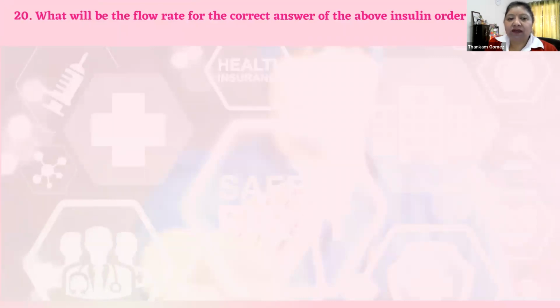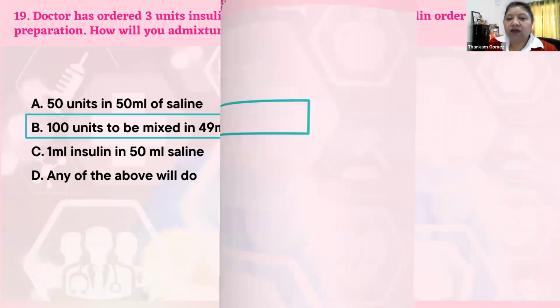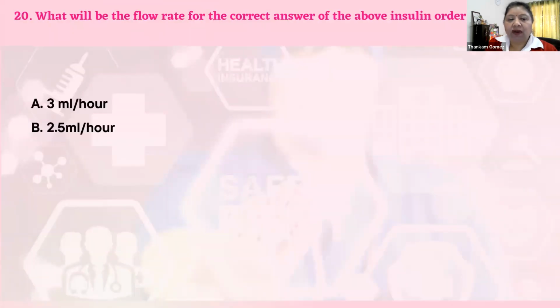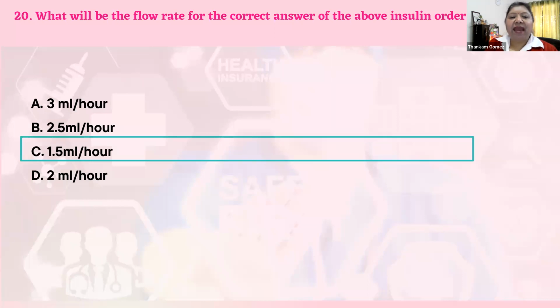The order is to give 3 units of insulin IV per hour. So what will be your drip rate in the syringe pump? What will be the answer? 1.5 ml per hour, because we already said that you have to give 3 units. So per ml is 2 units, so obviously it is 1.5 ml per hour.